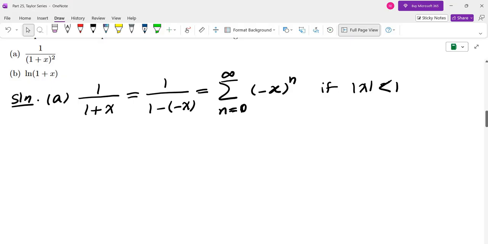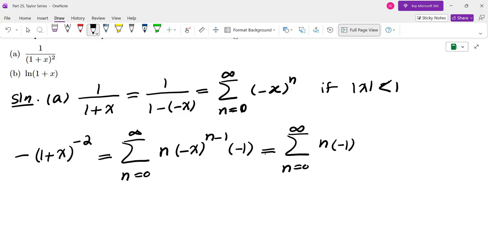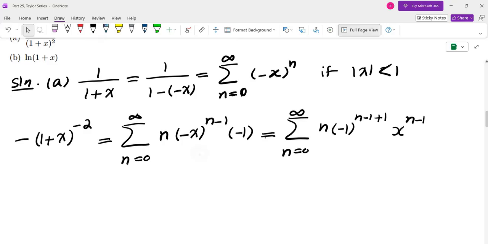Now we are going to differentiate both sides. The left becomes minus 1 plus x to the power of -2. The right becomes the sum n equals 0 to infinity, and we'll have to differentiate this. This is negative x to the power of n, so the derivative is n times negative x to the power of n minus 1 times -1 by the chain rule, and this becomes the sum n equals 0 to infinity of n times -1 to the power of n minus 1, and we also have another -1, so we can add the exponents, and this is x to the power of n minus 1.